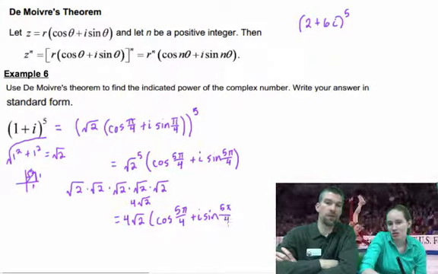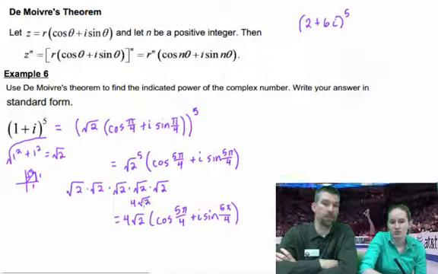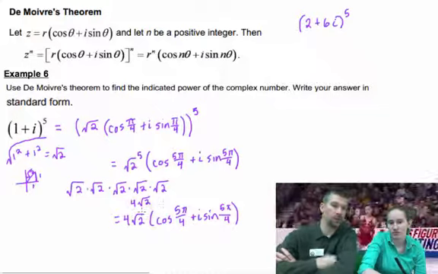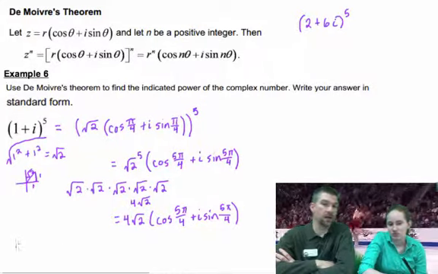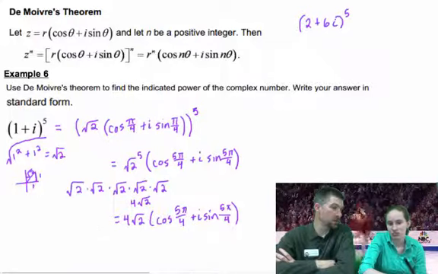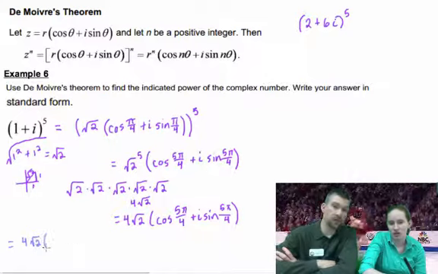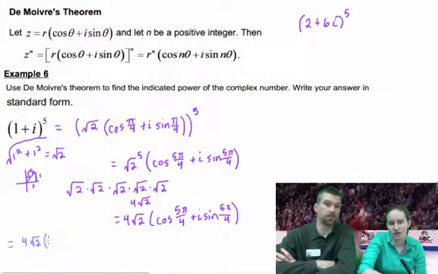From here, there's a couple different things that we could do to totally clean up the problem. One is we could distribute. The other is that we could convert what the sine and cosine of 5 pi over 4 are and multiply that with 4 square roots of 2. Let's do that. Cosine of 5 pi over 4 is negative square root of 2 over 2.